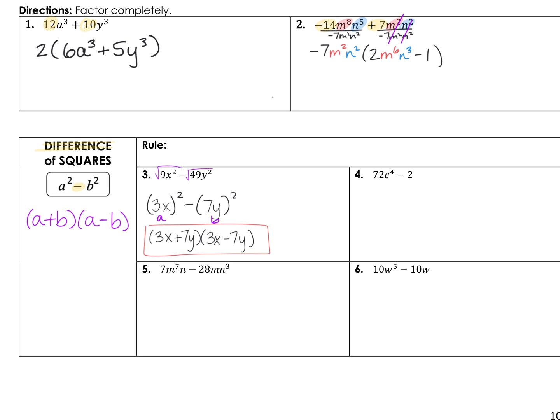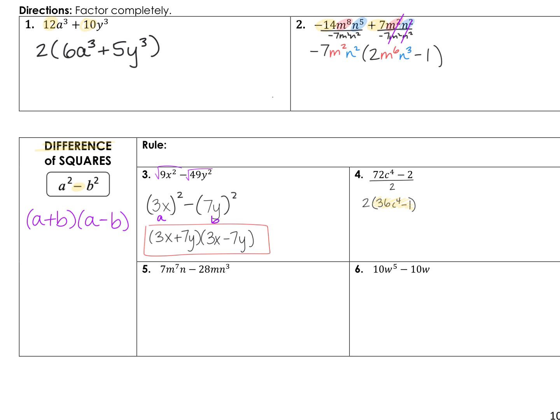Okay, your next one is not actually difference of squares right now, because 72 and 2 are not perfect squares, but hopefully you can notice that this does have a GCF of 2. So remember, that's why it's important to always check for GCF first, because if you don't find it, and there is one, then you might miss the whole rest of factoring. That would be 2 times 36c to the 4th minus 1. These are now for sure perfect squares, so we are going to focus in on this. We are factoring this binomial.